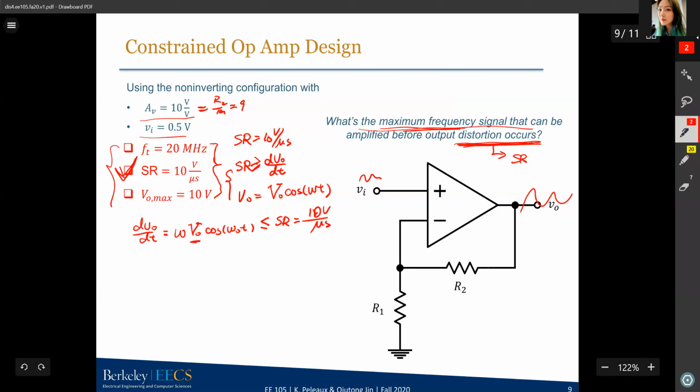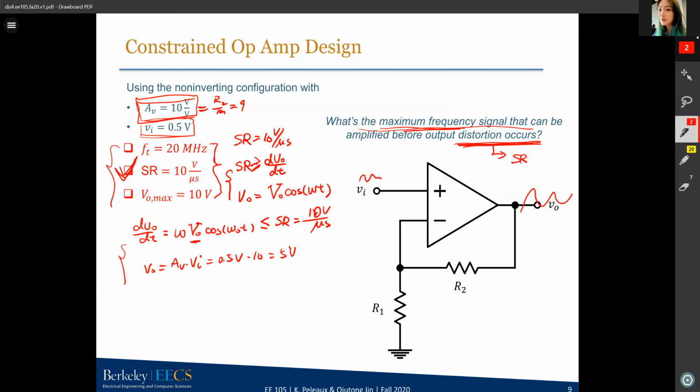What's your output voltage? The closed loop gain of the circuit and also the input are given. So your V out will just be A_V times V_I, equals 0.5 volts times 10, which is 5 volts. Using these two equations, plug V out equals 5 volts back into your slew rate equation, and we can calculate omega max.